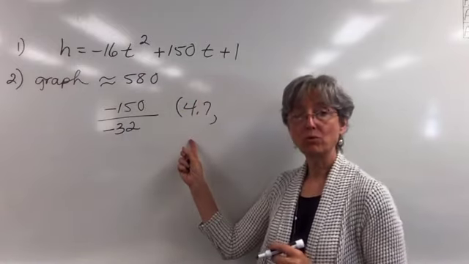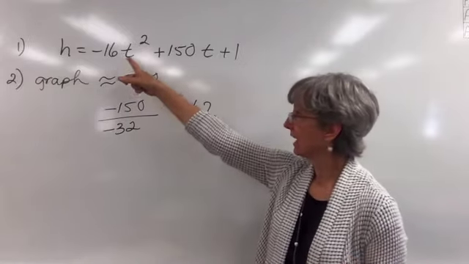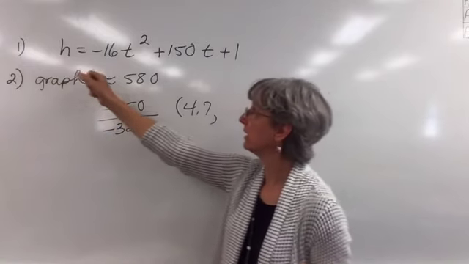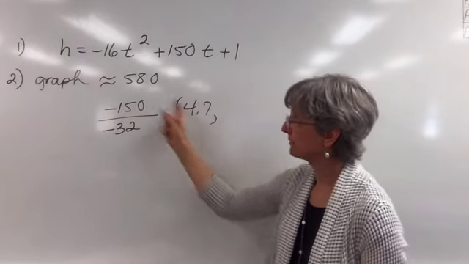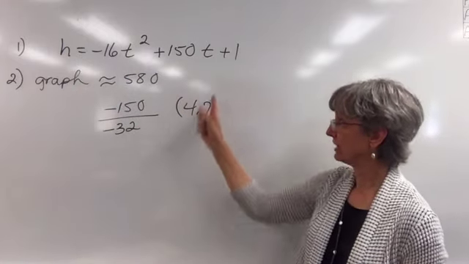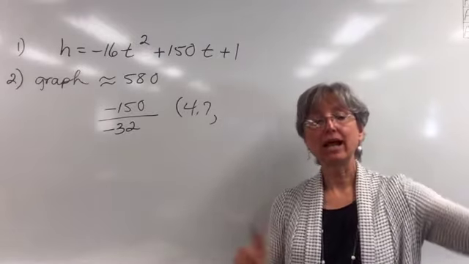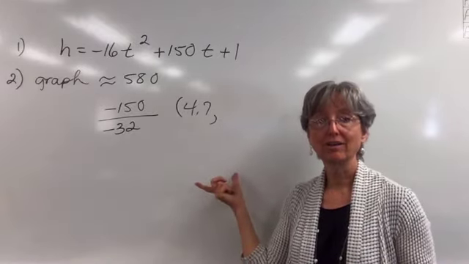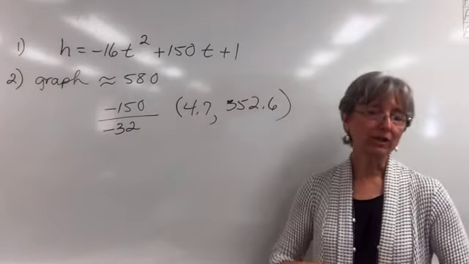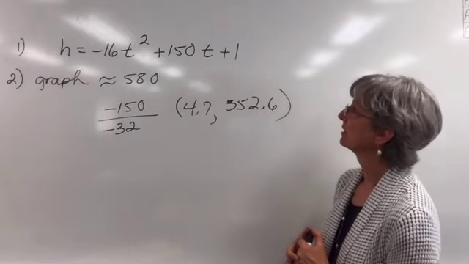So my x is 4.7. Now to find the height, I plug that in for my t to find my h, which is my corresponding y. So I square 4.7, multiply that times negative 16, plus 150 times 4.7, plus 1, and that gives me my height. Use your calculator to do this, and then find your height. So when I do that, I got 352.6 feet is the height of rocket number 1.